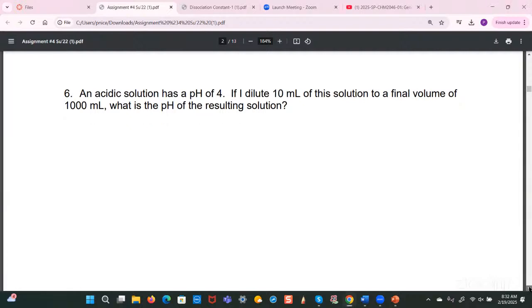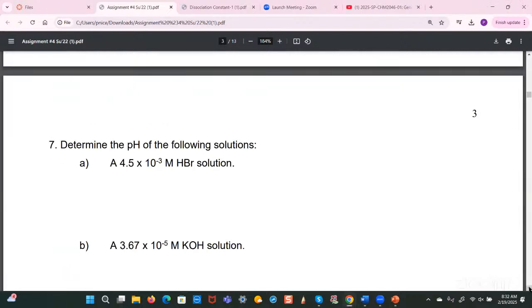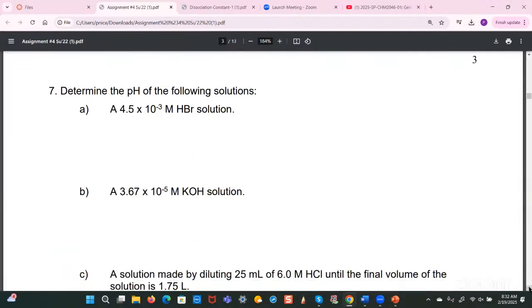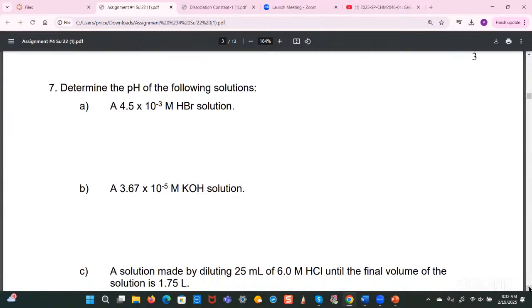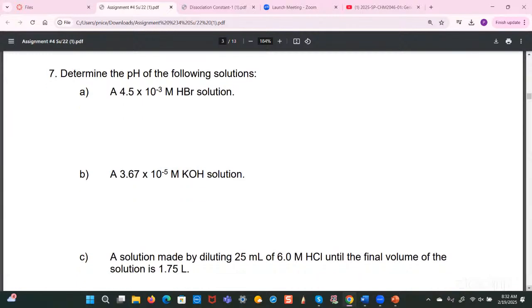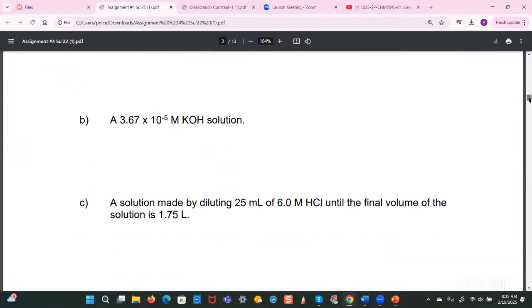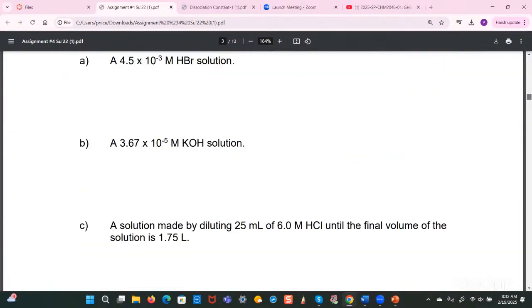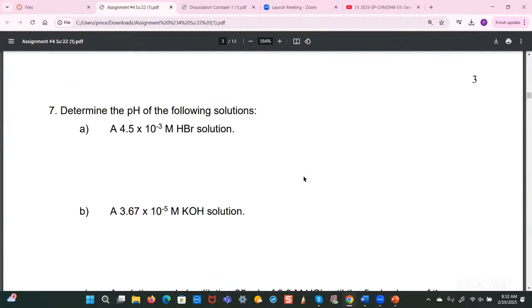Let's see what's next. Okay, yeah, these are relatively easy. Let me see here. I don't want to go through all of them. All right, tell you what, I'm going to do the first two for number 7, all right?